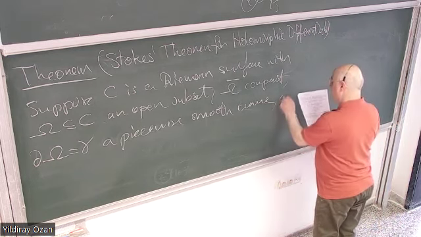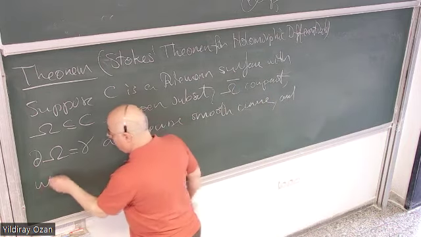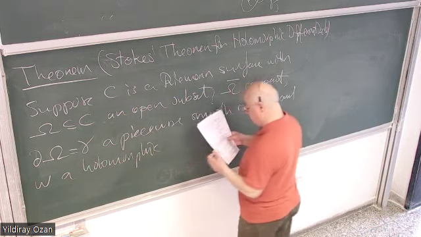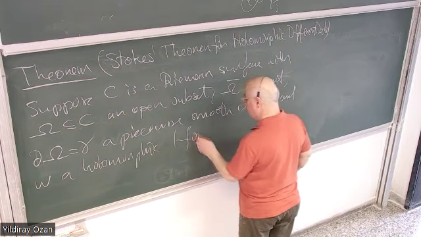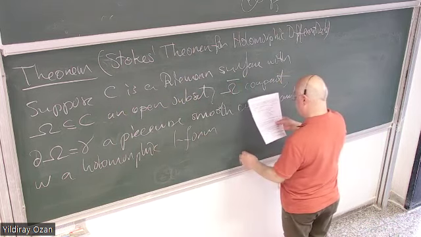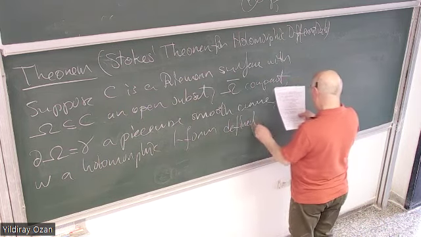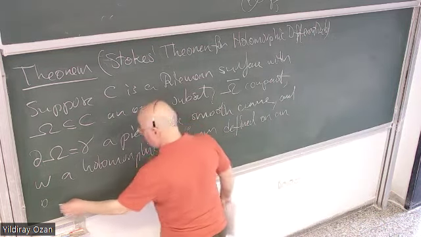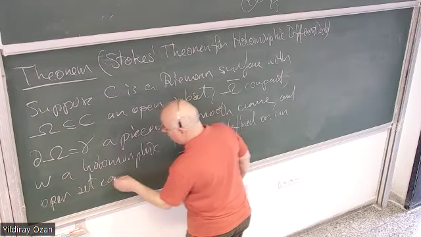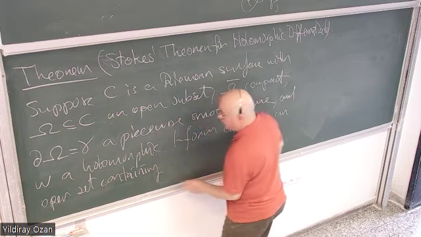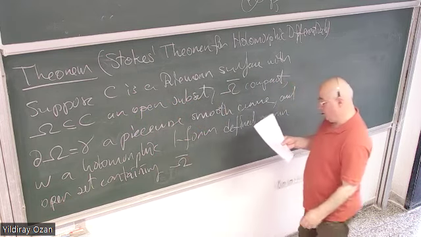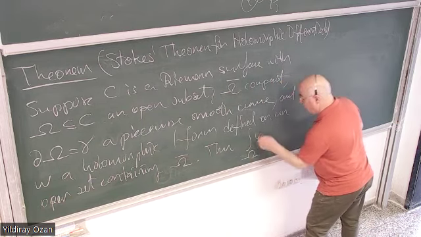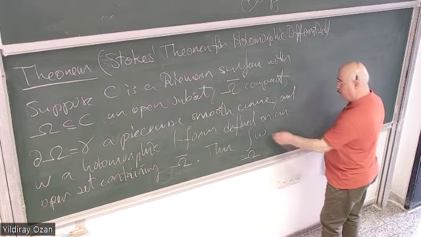Smooth curve and omega a holomorphic differential, holomorphic one form, defined on an open set containing the closure of this gadget, then the integral of omega over gamma is zero.